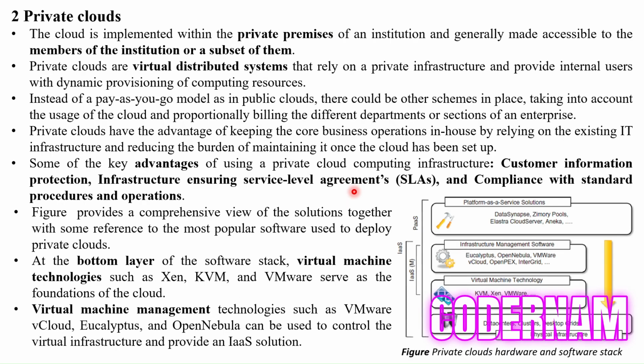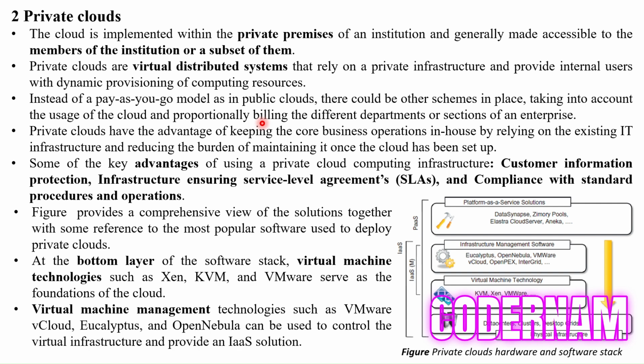Next comes the private cloud. They are implemented only within the private premises of an institution, and are managed and accessed only by the members of the institution or a subset of them. Private clouds are virtual distributed systems that rely on a private infrastructure, and they provide internal users with dynamic provisioning of resources. Instead of the pay-as-you-go model that we saw in the public cloud, here there could be better schemes in place, taking into account the usage of the cloud and proportionally billing the different departments or sections of an enterprise.